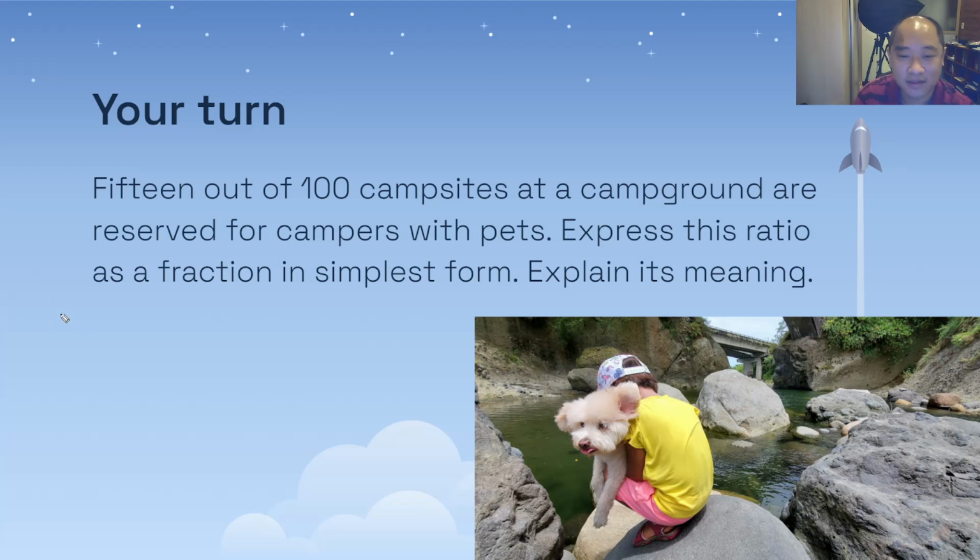So express this ratio as a fraction in simplest form and then explain its meaning. 15 out of every 100. The greatest common factor is 5, so 3 out of 25. 3 out of every 25 campsites is reserved just for dogs. That's what that means. 3/25 of the campground is just for dogs. Out of every 25 total, there's 3. There are a lot of ways you can say this, but that's what it means.